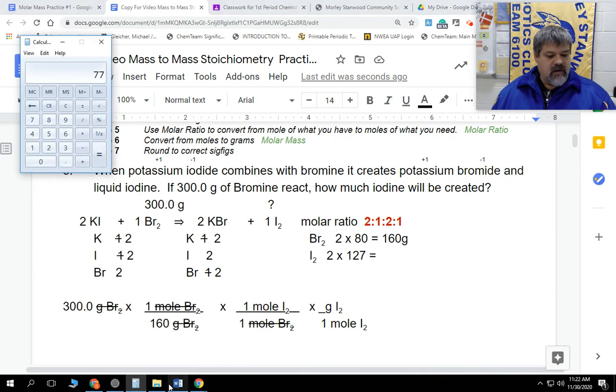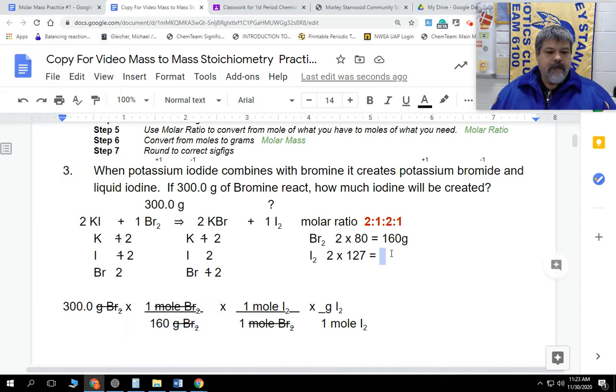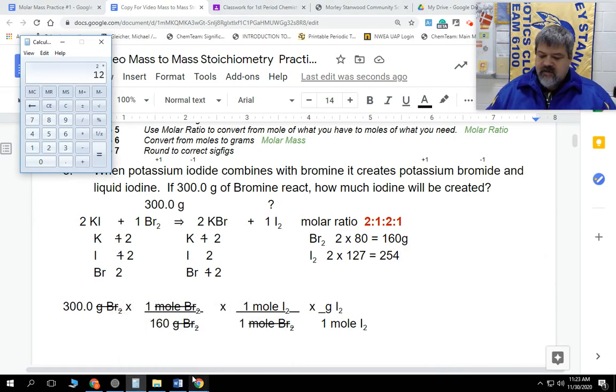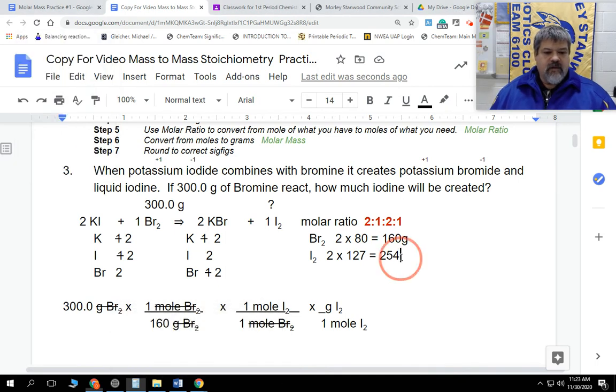So let's go ahead and pull up our calculator. Let's put 2 times 127 equals 154. Okay, or excuse me, 254. Let's double check that again. That's what we got. So 2 times 127 equals 254, and that's grams for my iodine. So that's what we're going to put right here: 254 grams of iodine.